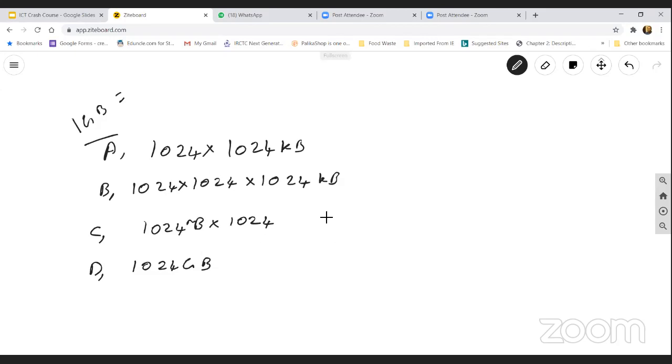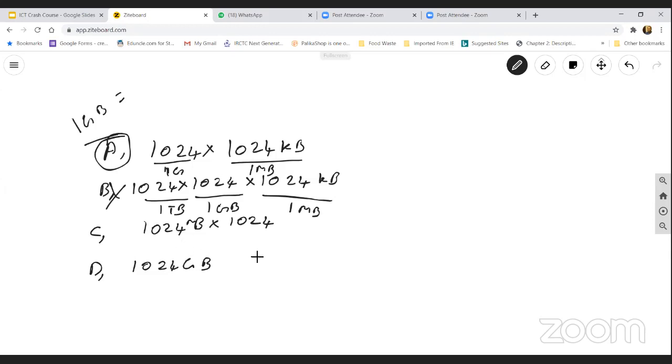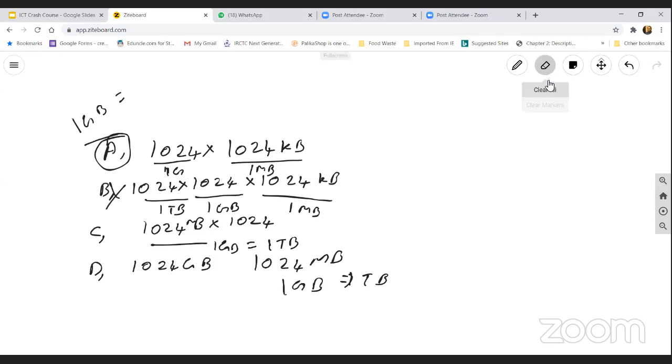If the question is like this, what is the value of 1024 KB? 1024 KB is equal to 1 MB. 1 MB into 1024 is 1 GB. 1 GB into 1024 is 1 TB. So B is not the answer. 1024 KB is equal to 1 MB, and 1024 MB is equal to 1 GB. So the answer is A, not C, because 1024 MB is equal to 1 GB, and 1 GB into 1024 is 1 TB. The confusion is like that. Option A is correct.